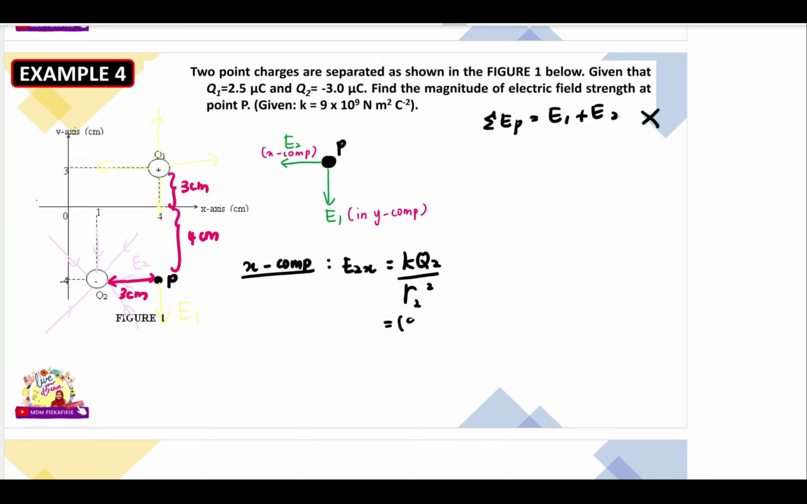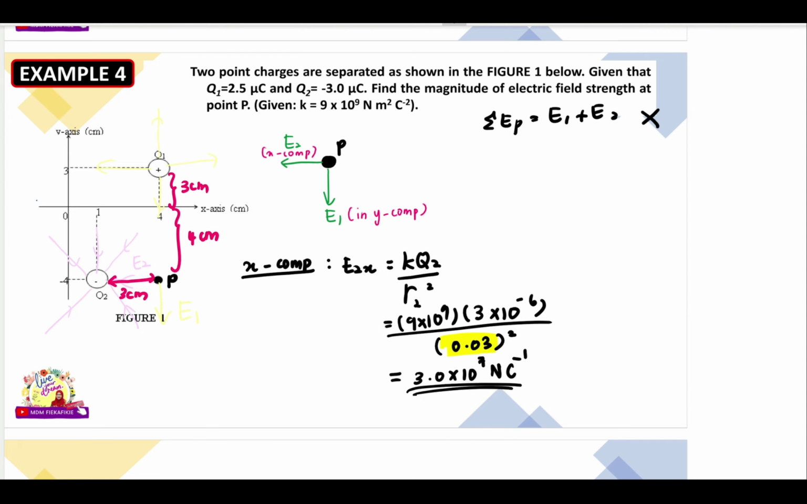So, we can just substitute 9. Q2 kita adalah 3. Okay, ingat untuk force dengan field, jangan masukkan negative sign. So, this one 3 cm tukarkan kepada meter. Okay, so, kita boleh selesaikan lah. You tekan kalkulator elok-elok. Practice tekan kalkulator. Jangan tengok sahaja. Okay, kita dapat ini. Belum lagi jawapan.